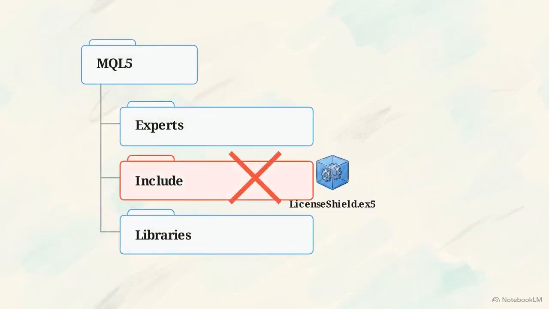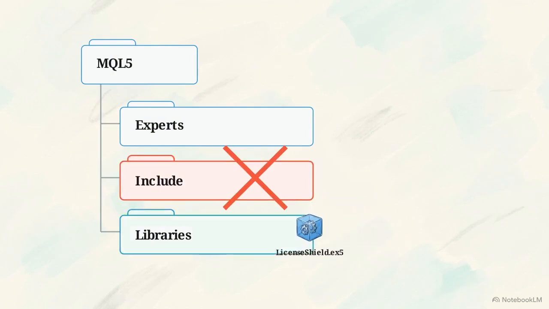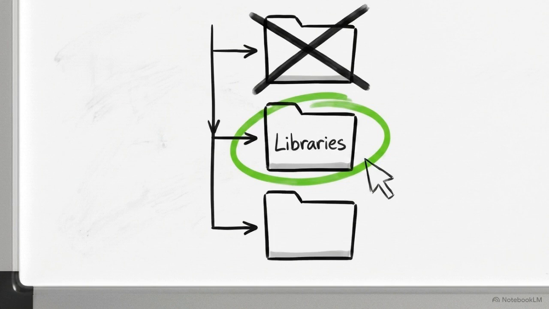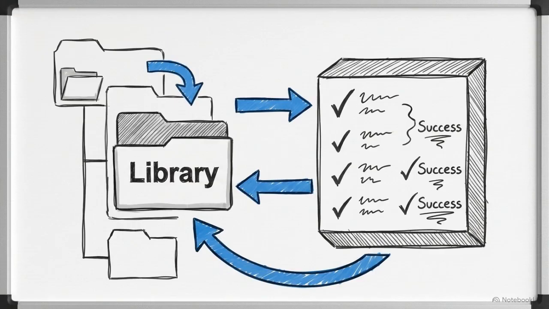Do not place this new file into the include folder. Doing so will cause the integration to fail. You must place the file exactly in the libraries directory. This placement is non-negotiable for the system to properly route external API requests. Establishing the correct structural environment is what separates a successful security integration from hours of frustrating syntax errors.